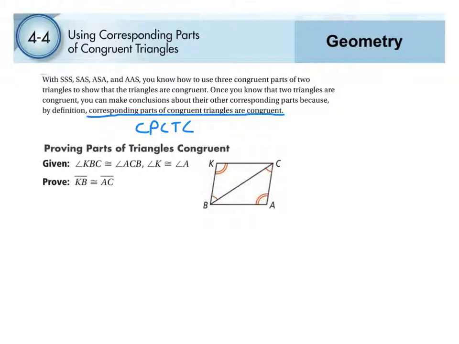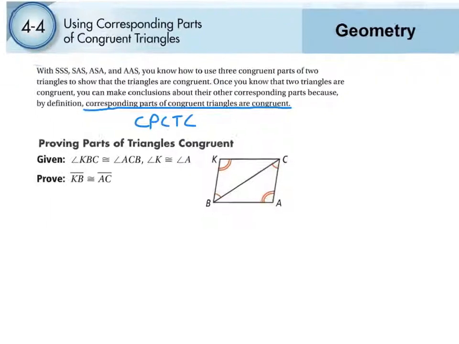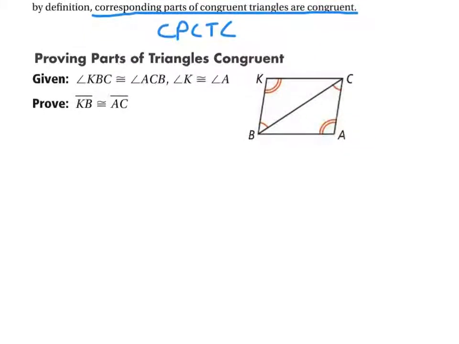So, how are we going to go ahead and do this proof? Well, let's take a look at what they're asking us to do. They already have our angles marked for us, so good. So we already have two sets of congruent angles in our two triangles. Everybody see the two triangles they're showing us? So triangle BKC and triangle CAB. They want us to show that line segment KB is congruent to line segment AC. That's what they're trying to have us prove.